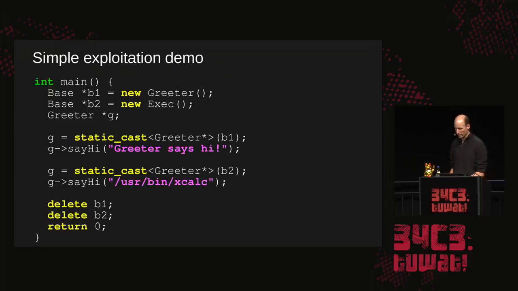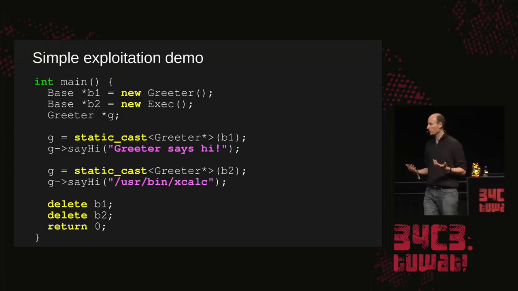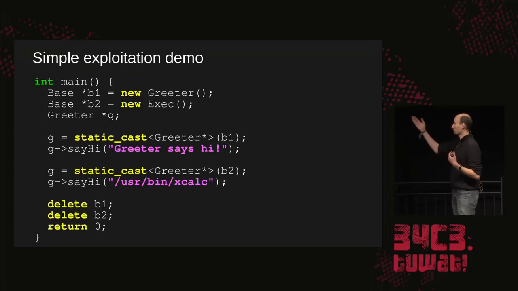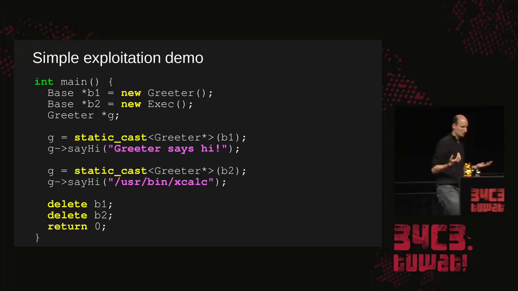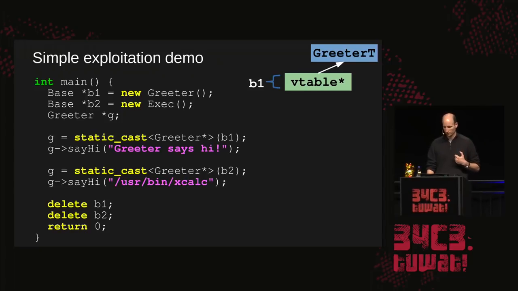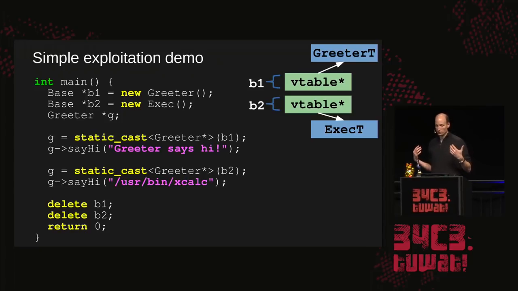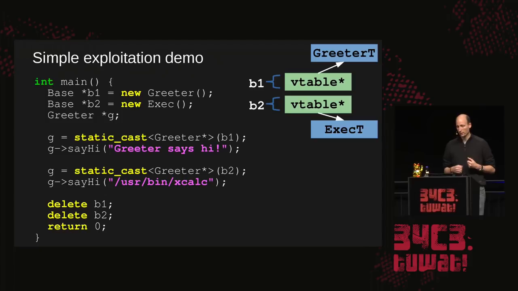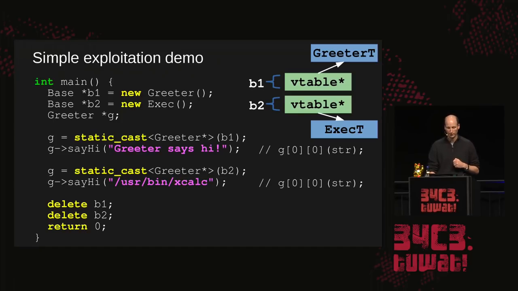If you look at how this is actually implemented, why does this bug happen? First off, the underlying bug is that the type hierarchy or the compiler cannot stop us from casting a base class into a greeter class, even though it is an exec class. We've got these two vtables from B1 and B2, and the first vtable points to the vtable of the greeter type, and the second base B2 pointer points to the exec type. And we can easily cast between the two without the type system in C++ actually complaining against it.